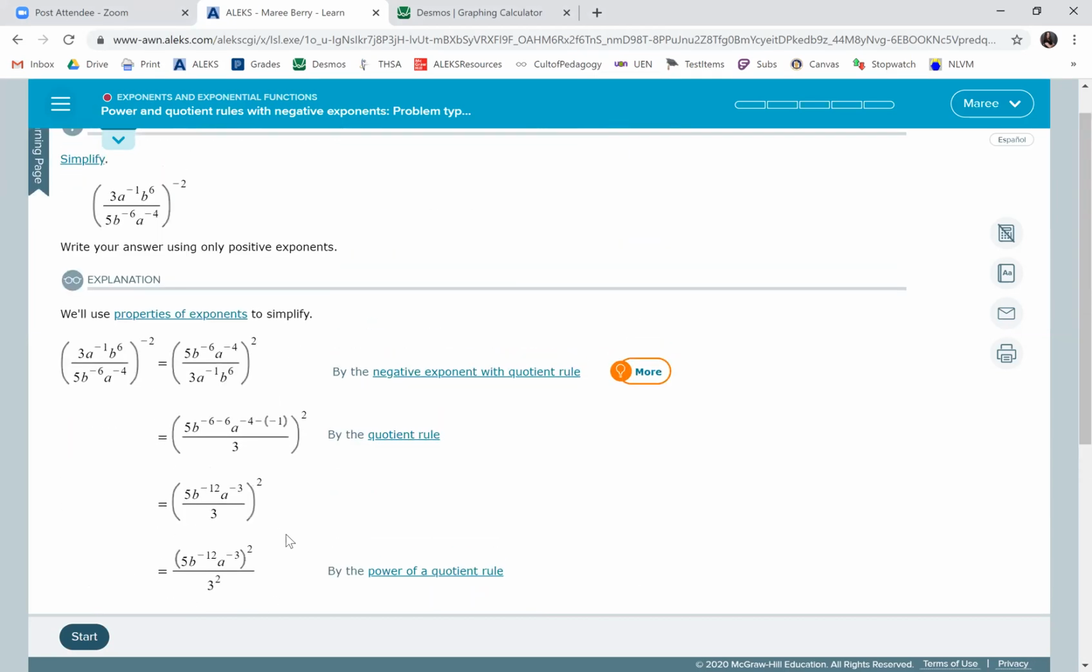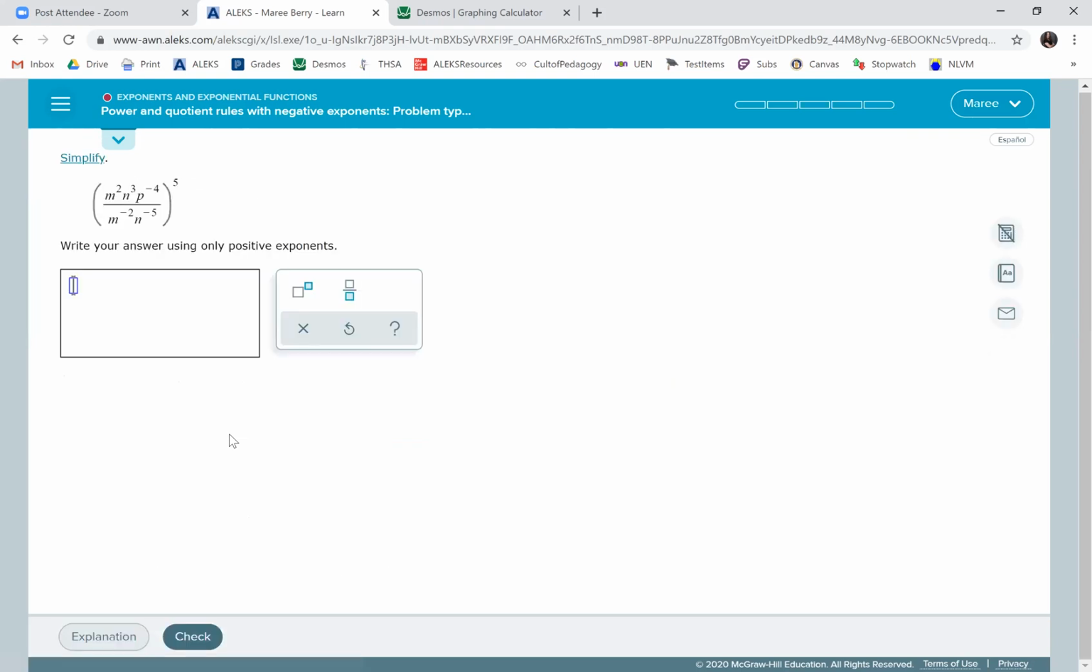Sometimes I will change those, like this right here. I would have brought the B down and the A down and had them in the denominator to begin with. So it's just however you feel most comfortable simplifying it. So this to the fifth power, that 5 is positive, so we don't have to worry about that.